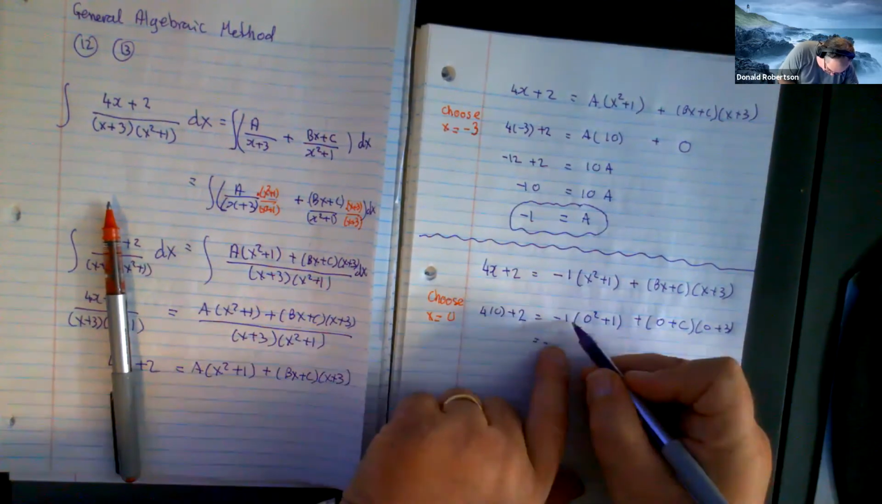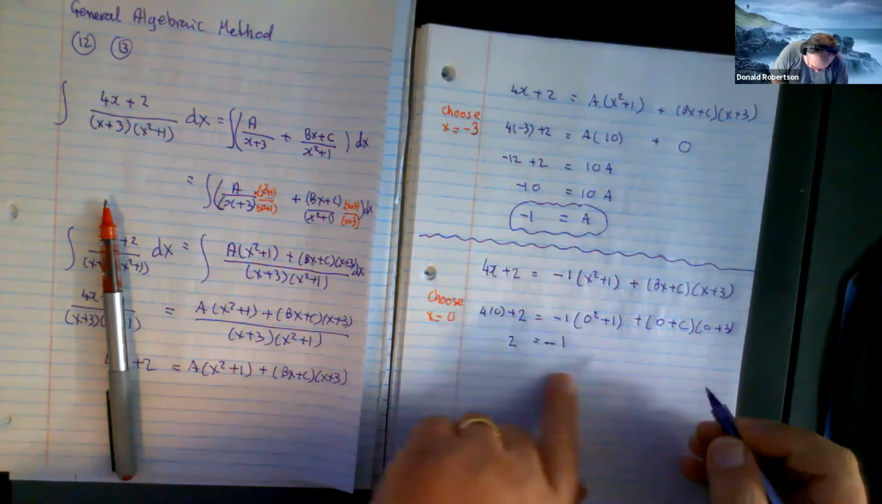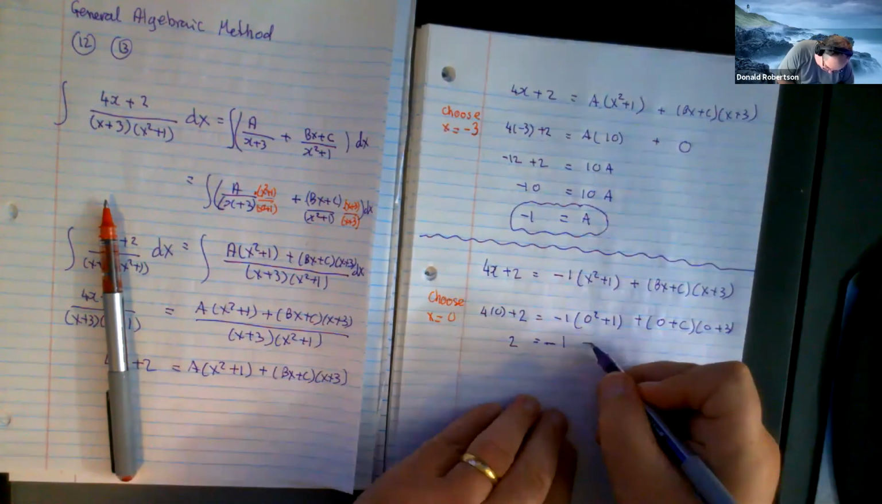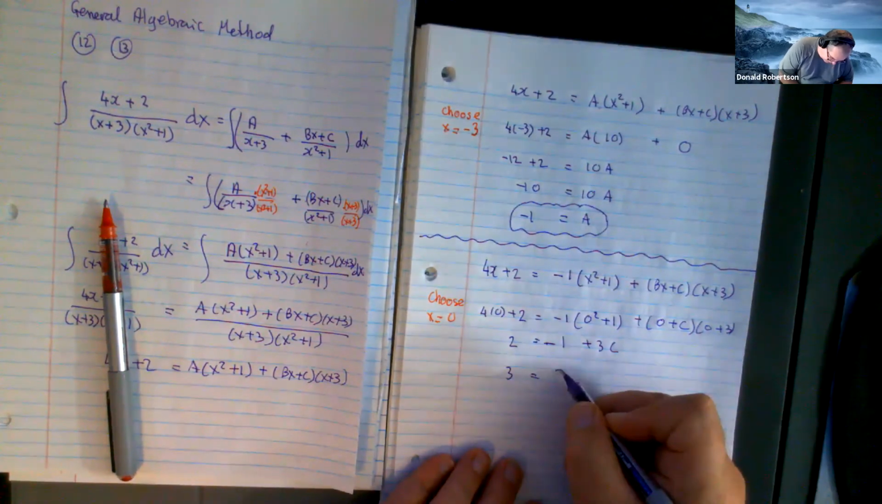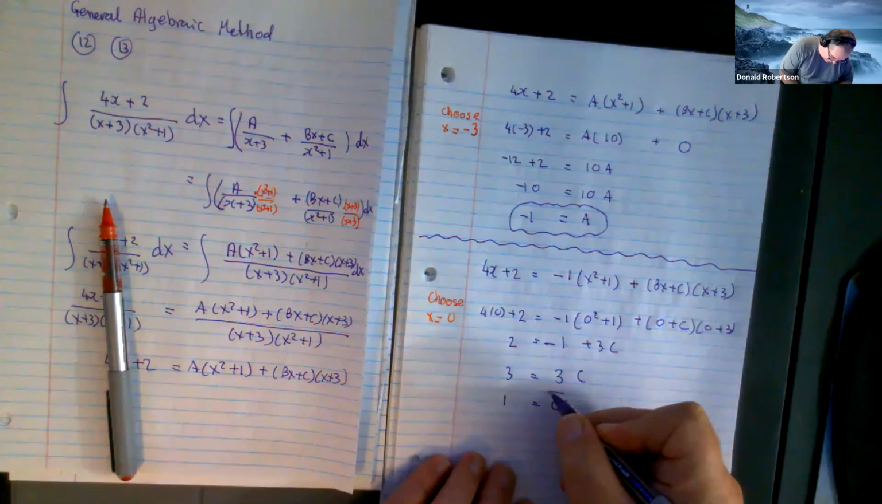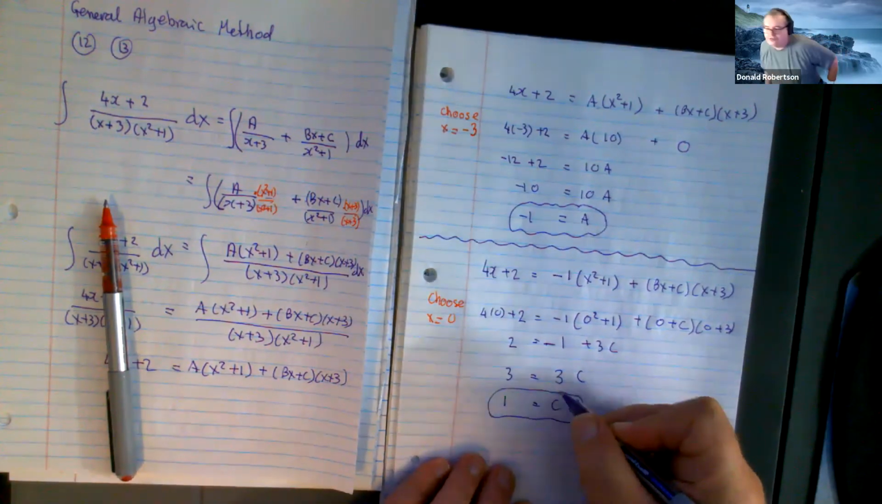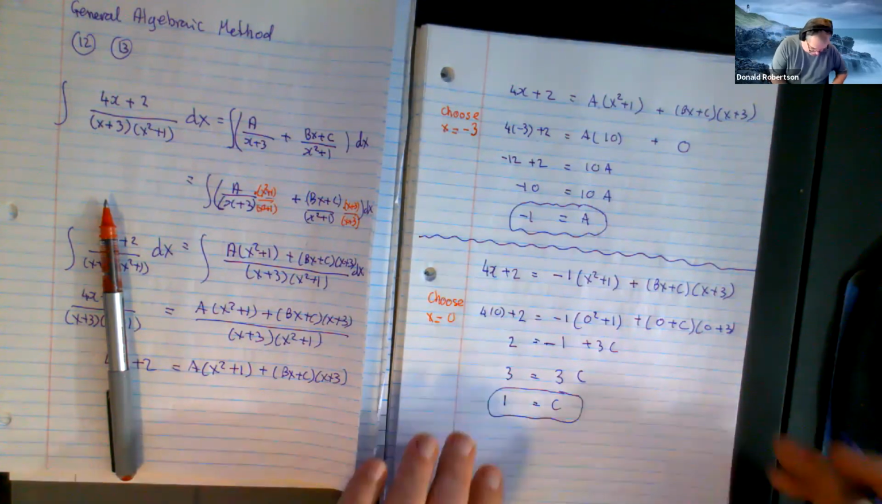Negative 1 times 1 is just negative 1. Nothing add 2 is 2. C and 3 gets me 3c. Add 1 to both sides and divide. And guess what? We now know what c is. C is negative 1.